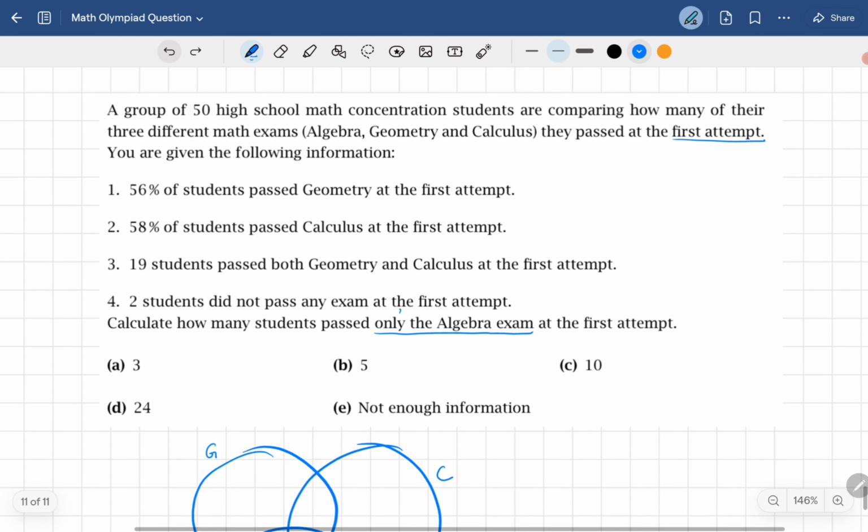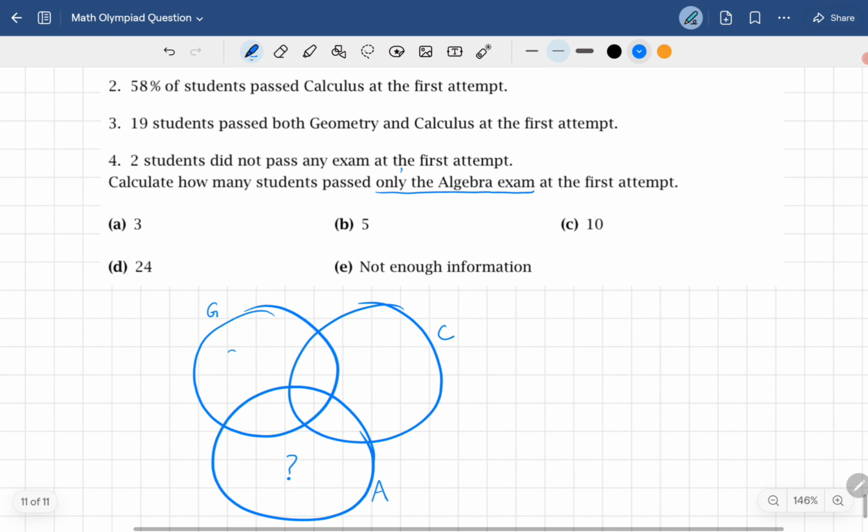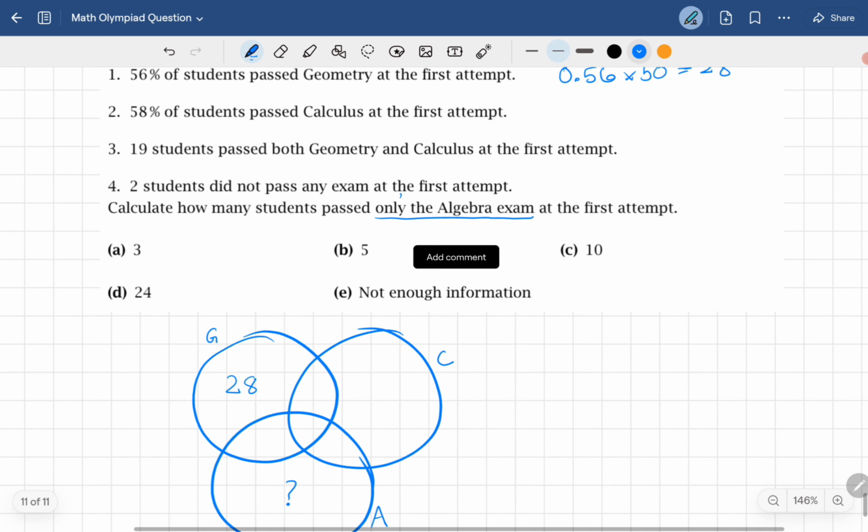Well, we know the total number of students, which is 50. So in order to find the total number of students who passed geometry at the first attempt, you would simply do 0.56 times the total number of people who took the test, which is 0.56 times 50, which is 28. So 28 students passed geometry at their first attempt.